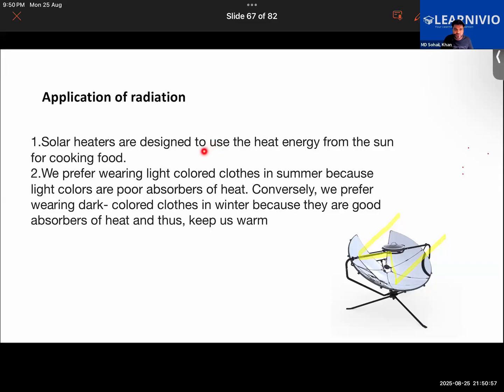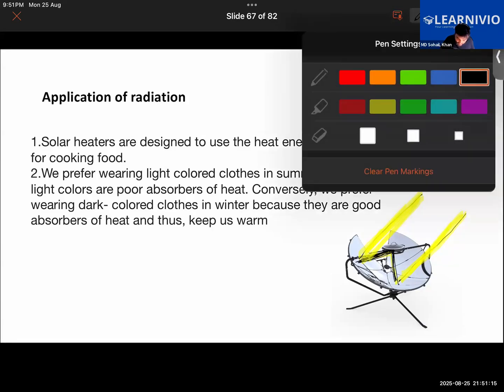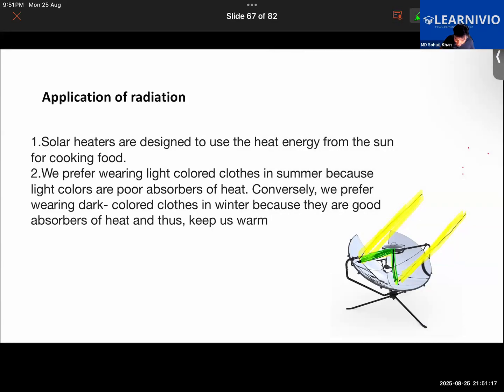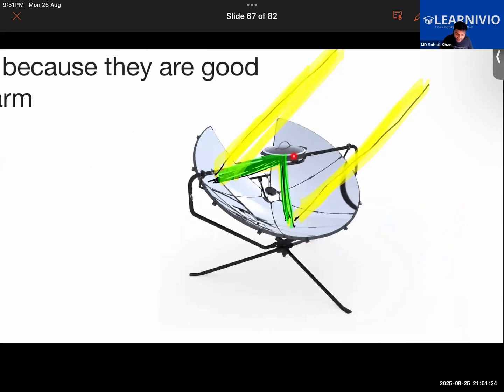Then there are various applications of radiation. Solar heaters are designed to use the heat energy from the sun. This is a solar heater, and these are the sun's rays falling on it. As the sun's rays fall on it, they get reflected. These are the incoming solar rays, and they get reflected and all of them are concentrated at this point. That is the concentrated point, and that is where you are going to place the cooking utensil. In the image you can see a cooking utensil has been placed. Because of the radiation, it will be cooked.